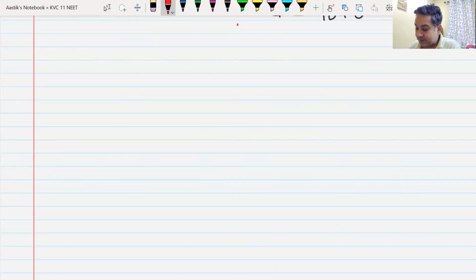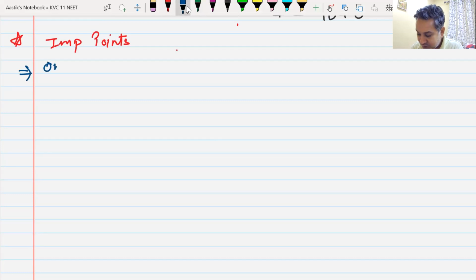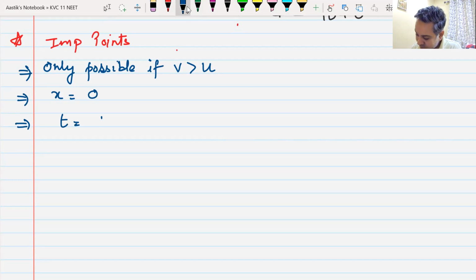Let me write some important points about this crossing. What is the important point number 1? This is only possible if V is greater than U. Drift X is 0. Time is W divided by under root of V square minus U square.